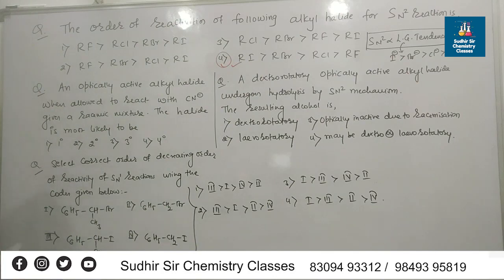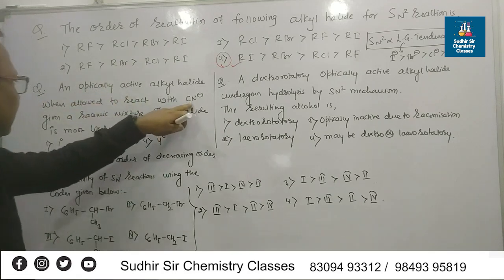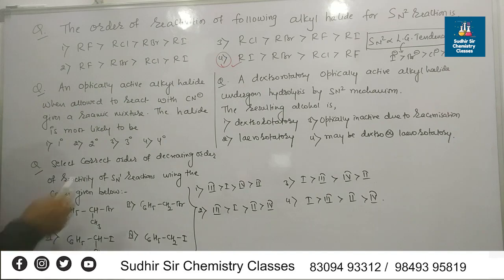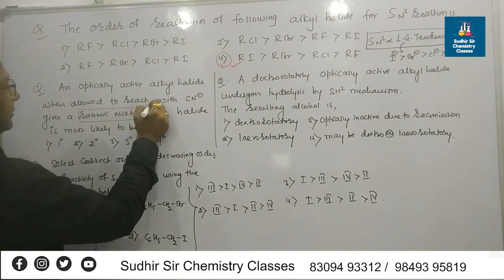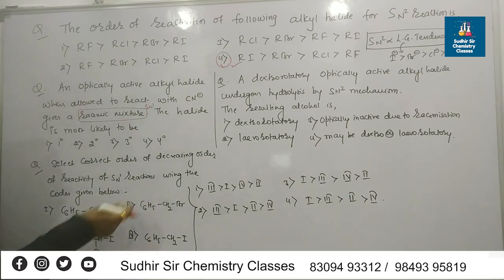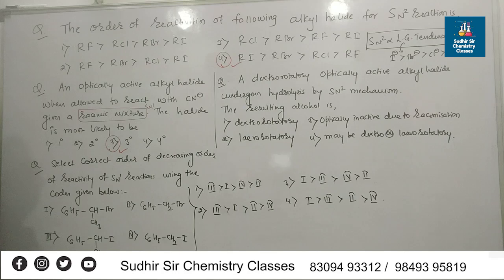But here, an optically active alkyl halide is allowed to react with cyanide. The alkyl halide is optically active, and cyanide is a nucleophile. It gives rise to a racemic mixture. Do you know, beta? A racemic mixture can be given only by SN1. And SN1 means our alkyl halide mostly should be what? A tertiary alkyl halide.